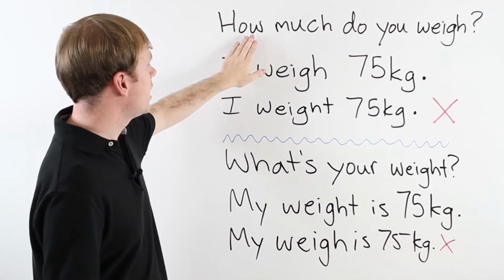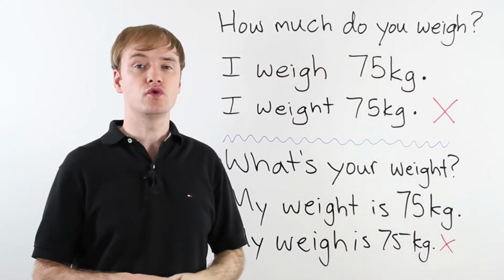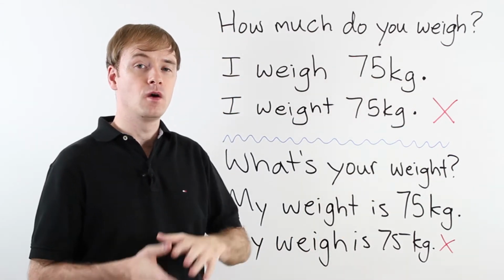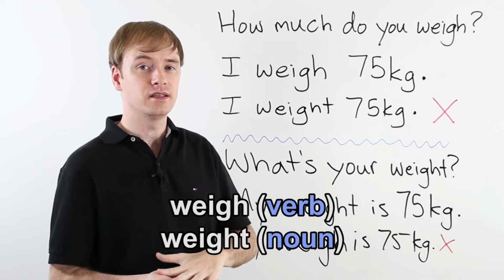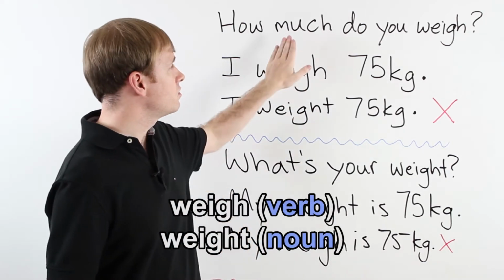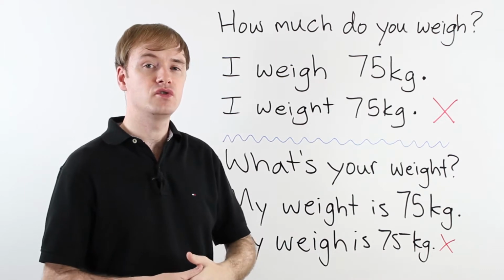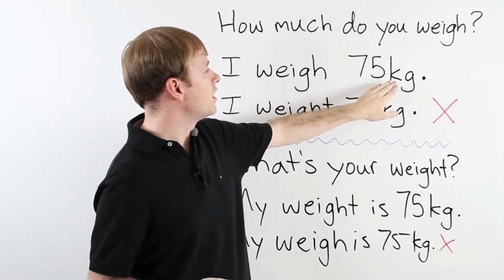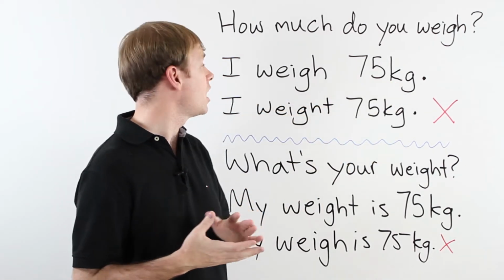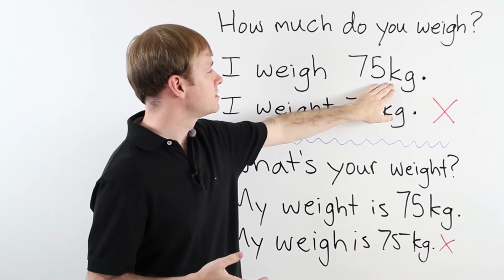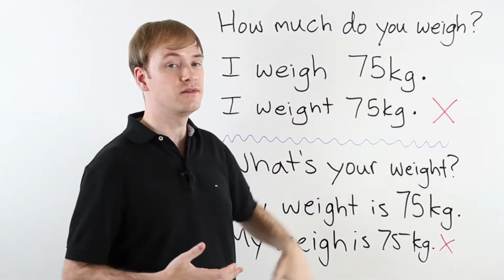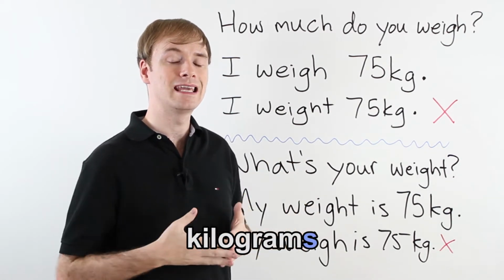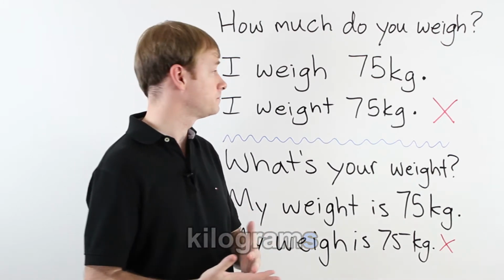The first question: How much do you weigh? Now notice I don't put weight. Weigh is a verb and weight is a noun. This question we have to use weigh. How much do you weigh? And your answer: I weigh 75 kilograms. That's my weight. I weigh 75 kilograms. Now listen, I say 75 kilograms. Don't forget the S at the end. Kilograms. I weigh 75 kilograms.